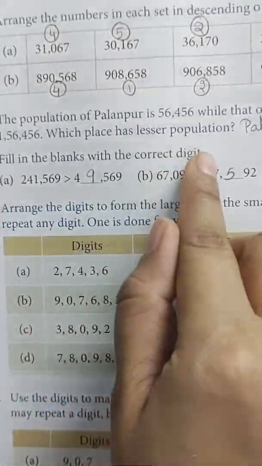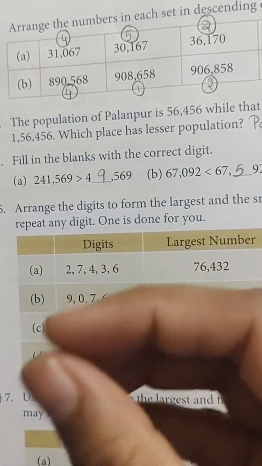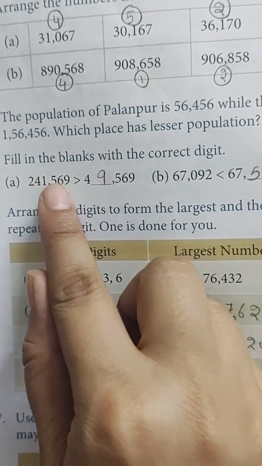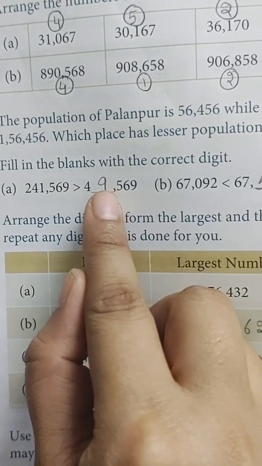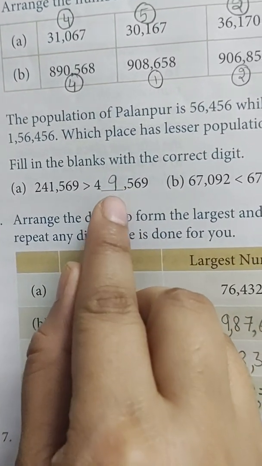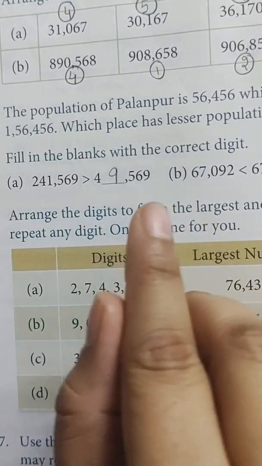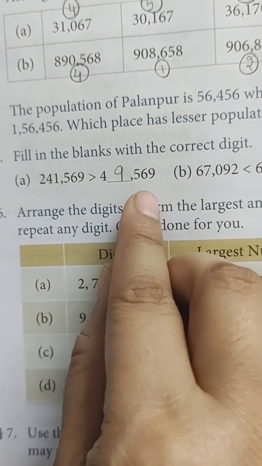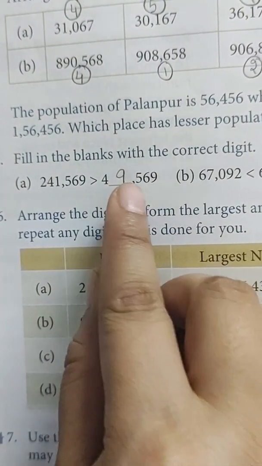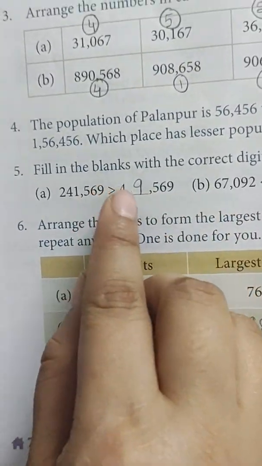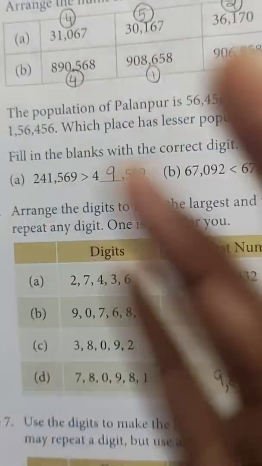Fill in the blanks with the correct digit. Now we have to fill this blank with a correct digit. Only one digit we can put. So this one is 241,569. I have put 9 here, 4-569. So we have to make this small. You can put 1, 2, 3, 4, 5, whatever you want. This will remain small, as we can put only one digit. So this will always remain small. You can put from 0 to 9, any digit, and it will remain small. So you can try some other digit if you want.